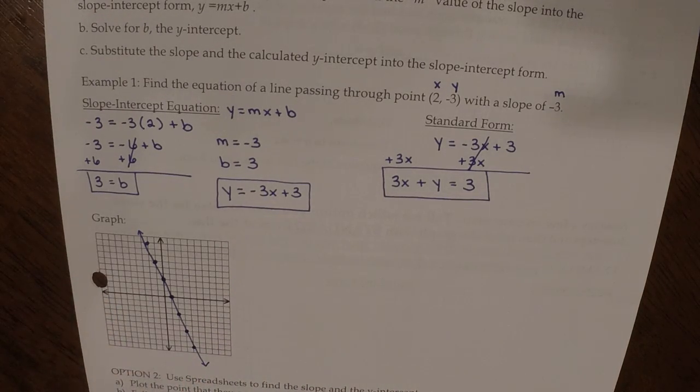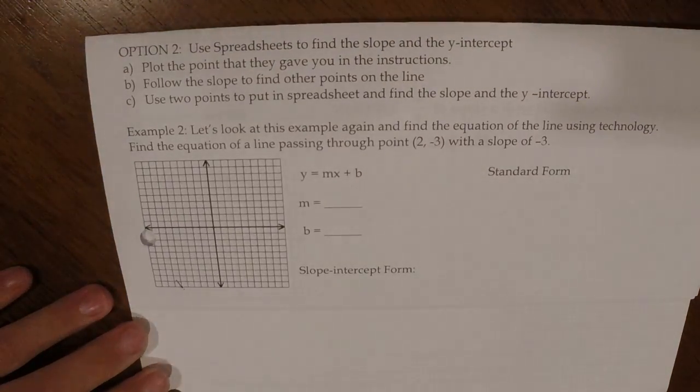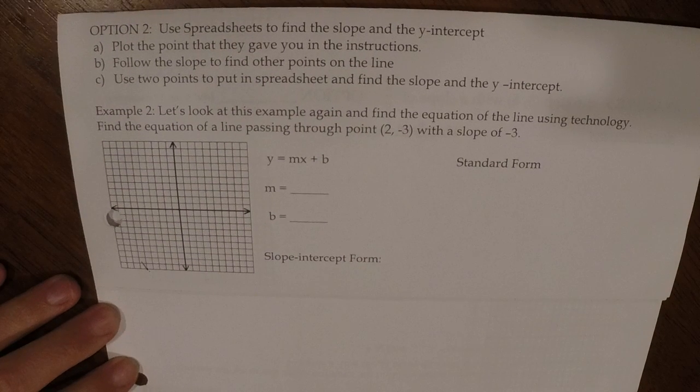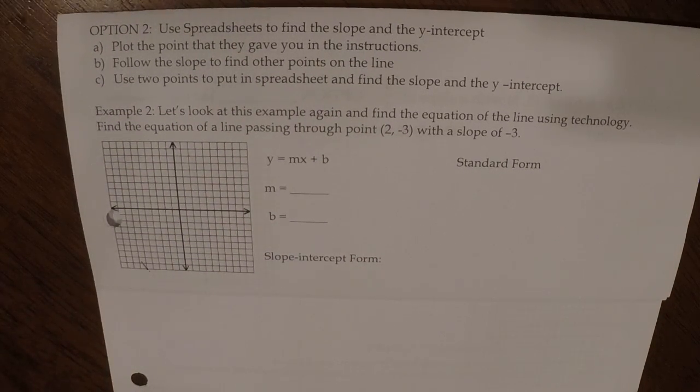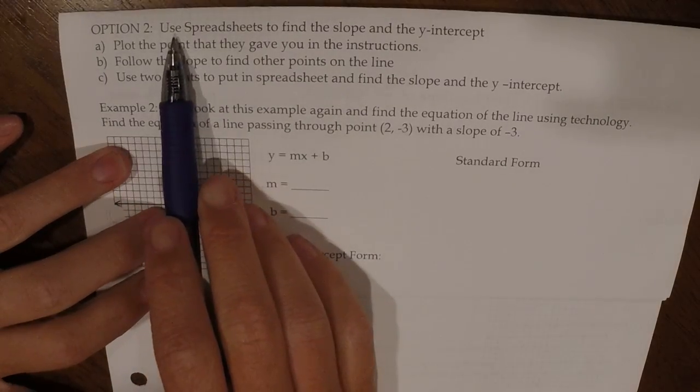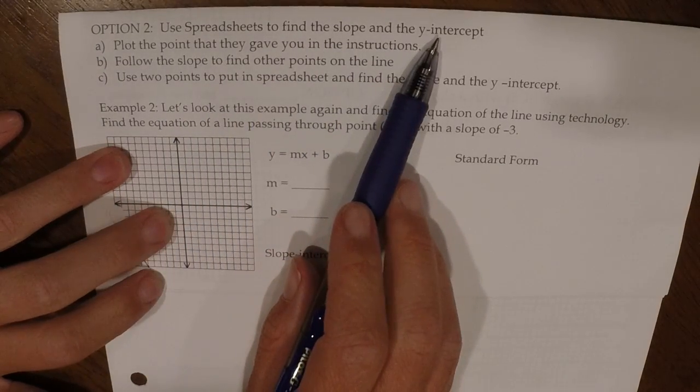So that's your first option, is solve for b. Option 2 goes back to using your spreadsheet. So if you're not real comfortable, then you can go ahead and use your spreadsheet, and this will give you the option of using your calculator to do most of the work. So notice it says, again, use spreadsheet to find the slope and the y-intercept.